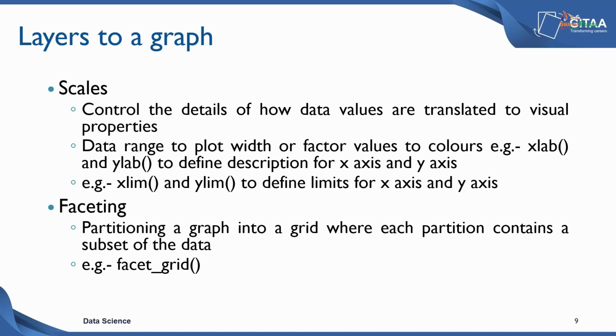Now what it means is when you have multiple variables, then you want to partition your graph in such a way that it looks like a grid or a table, where each partition also corresponds to a subset of data. Now you can do that by using the function facet underscore grid. So in the coming lectures, we will learn how to do faceting.